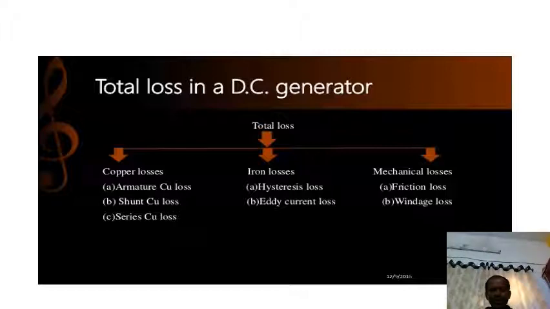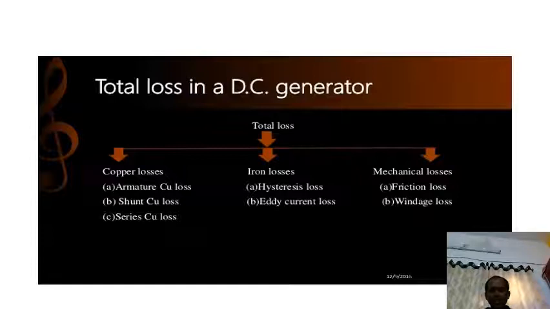Where are the copper losses produced? In the armature winding of series, shunt, and compound type generators. Shunt copper losses are developed in the shunt field winding of a shunt generator. Series copper losses are produced in the series field winding.